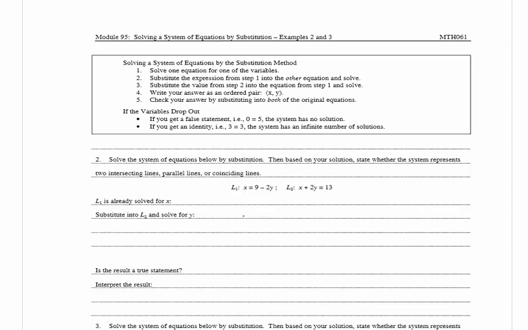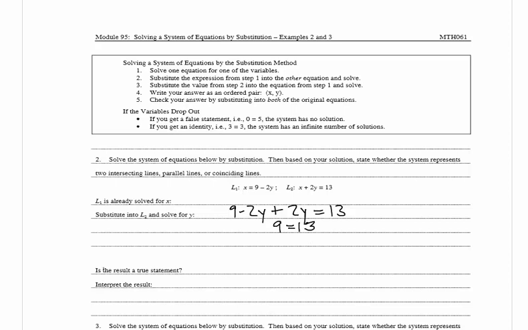So we're going to start with L2, and we have x plus 2y is equal to 13. In place of x, we're going to write 9 minus 2y plus 2y is equal to 13. Then we have negative 2y and positive 2y, so we have 0 y's remaining. So we have 9 is equal to 13.